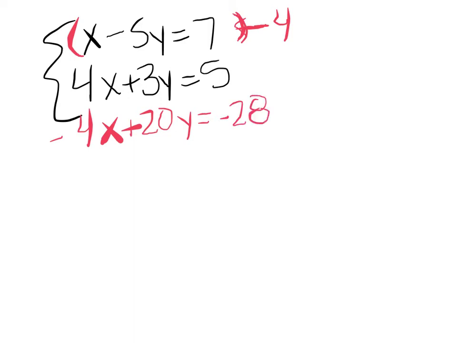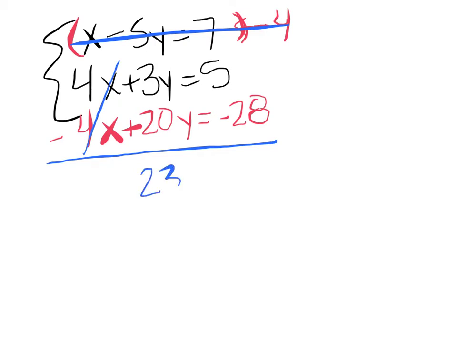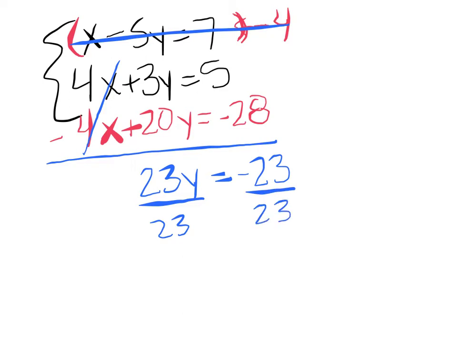Now, we don't need that one anymore, so I'm just going to ignore it for a minute, and I'm going to look at the bottom two. This is the system I can solve because I have opposites now. So, if we solve this, 4x and negative 4x, those were the opposites, so they cancel out, they eliminate. I'm left with 23y equals 5 and negative 28, which is negative 23. How convenient! Divide both sides by 23. And we're left with our y value of negative 1.